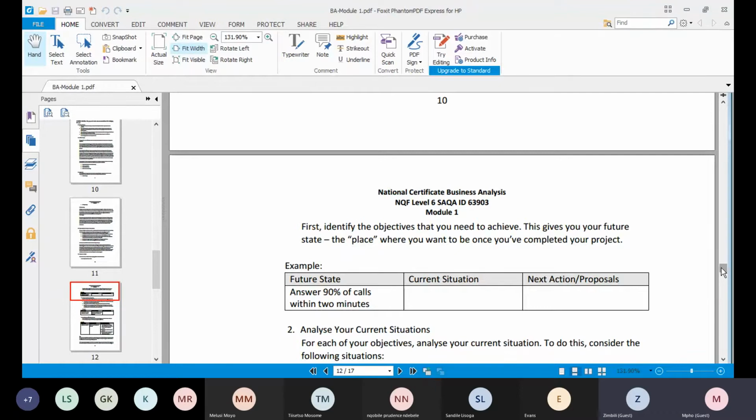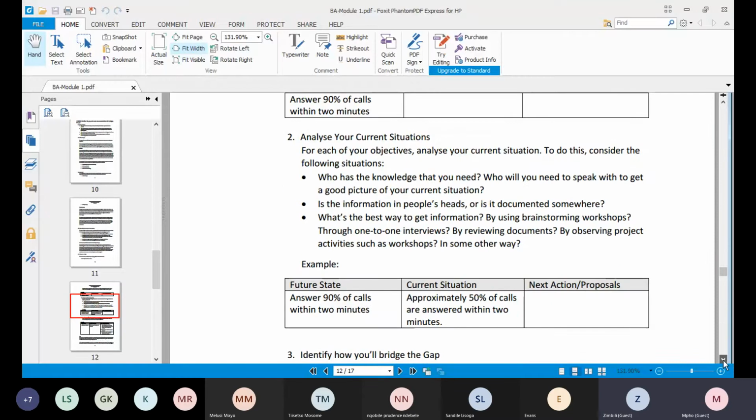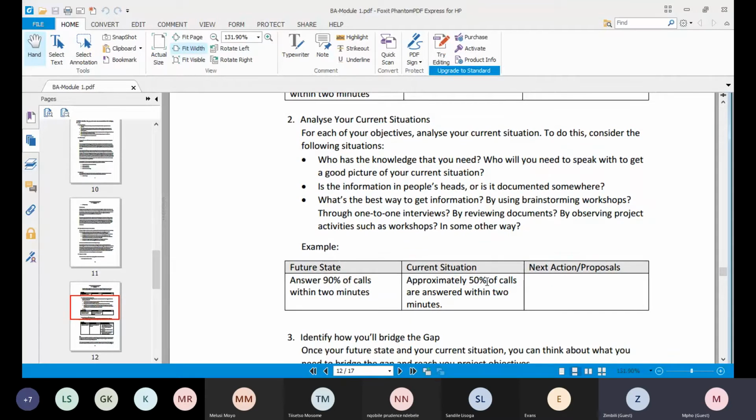In this example, it's a call center example. In the future state, they want to answer 90% of the calls within 2 minutes. The current state is that approximately 50% of calls are answered within 2 minutes. As a BA, you have to analyze and identify what actions or proposals can be done in order to meet the future state of answering 90% of calls within 2 minutes. That is called bridging the gap.